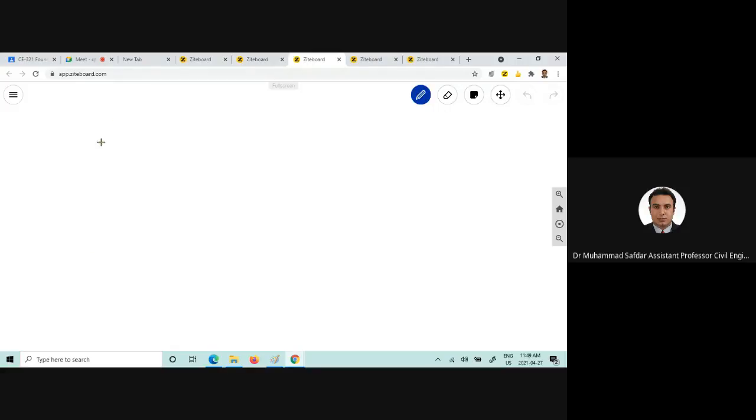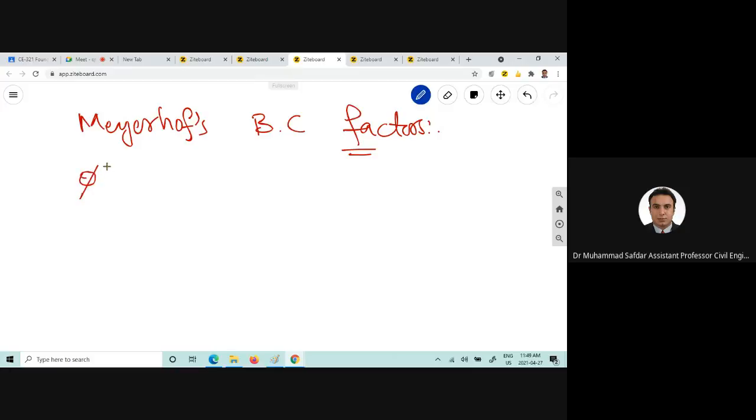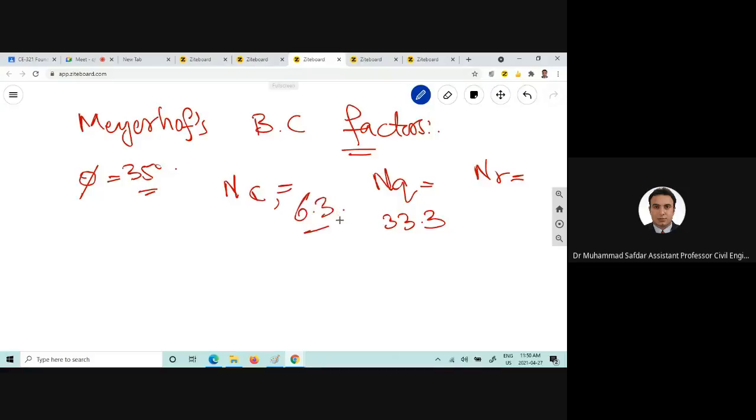Now, please use the Meyerhof bearing capacity factors, and give me the values for phi equal to 35 degrees. I need the values for Nc, Nq, and N gamma, using Meyerhof bearing capacity factors equations. Sir, Nq 33.3. Okay, this will be 33.3. Nc is equal to 46.3. 46.3, okay. And N gamma is equal to 37.16. 37.16. Okay.